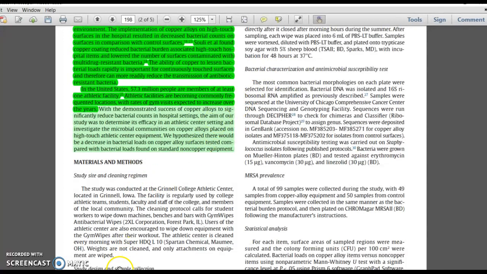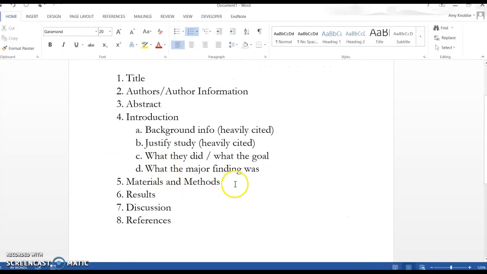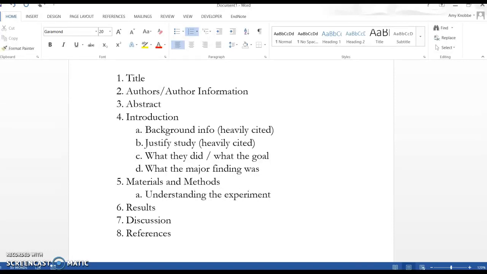Now let's talk a little bit about the materials and methods and how you would read those. So the materials and methods, there's 2 ways to think about reading them. One way is to understand the experiment itself, and that's how you're typically going to be reading this. Most of the time you can skim through the materials and methods. You might need to know a particular concentration or a particular strain of bacteria they were looking at, but you don't need to know the nitty-gritty details.